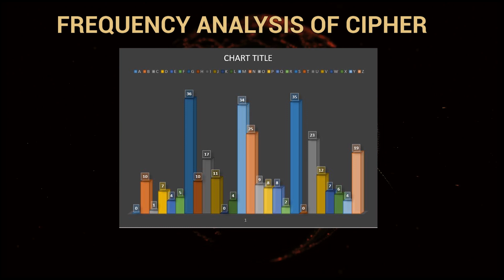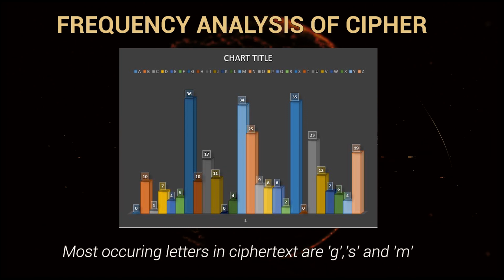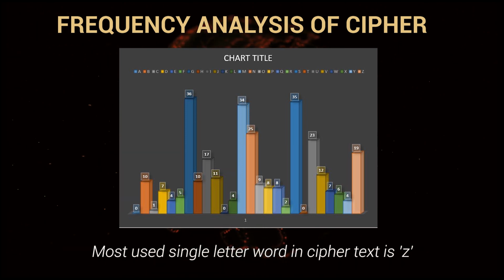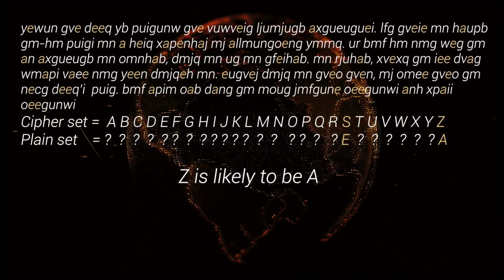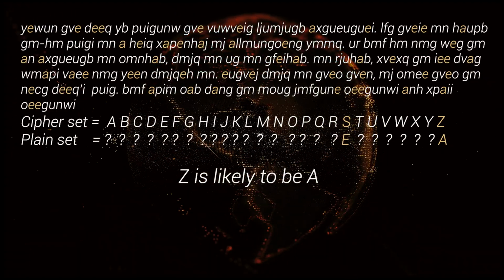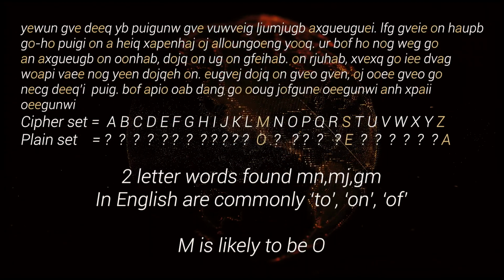In our cipher text, the strongest contestants for the letter E are letters G, M, and S. So we make an initial guess that the S letter in ciphertext corresponds to the E letter in plain text. Secondly, the most used single-letter word is A in English, and in ciphertext we came across Z expressing the same characteristics. So S is likely to be E and Z is likely to be A. Great! Now let's look for two-letter words.